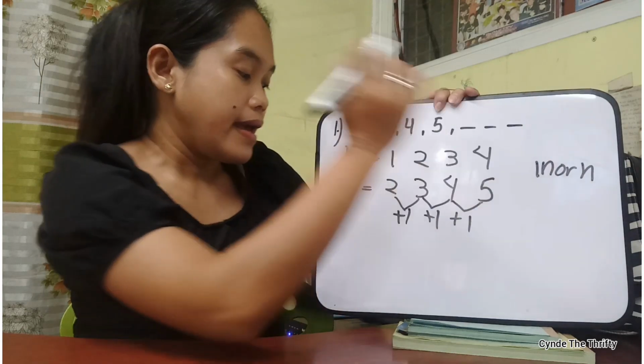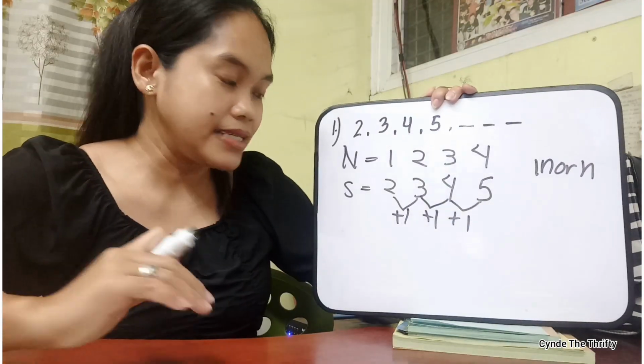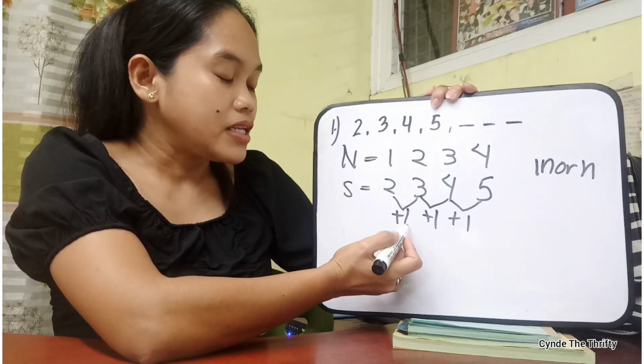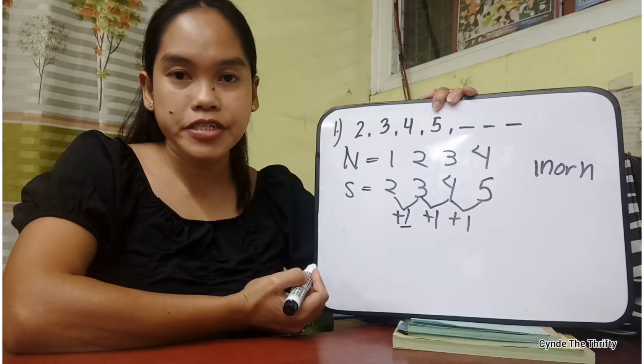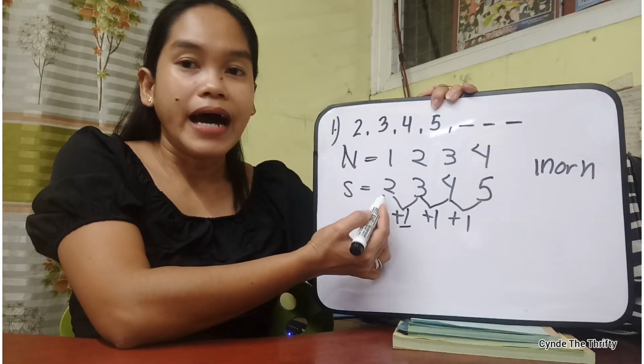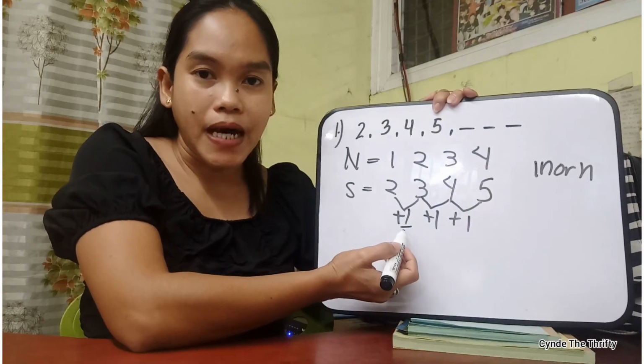So, 1n or n. Ngayon naman, ang susunod nating step is isasubtract natin itong interval natin or ang ating difference sa ating first term. Ano yung first term natin? Ang first term natin is 2. Ano yung interval natin or difference? Ang interval or difference is plus 1.